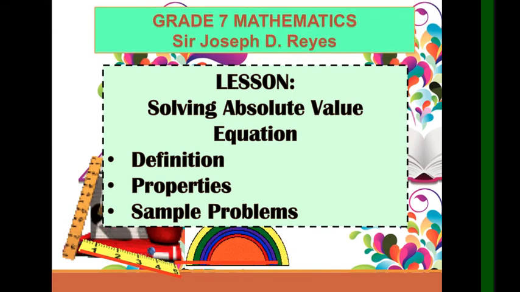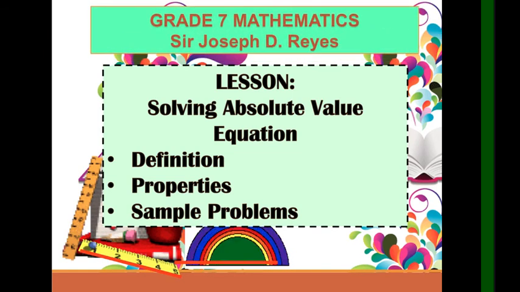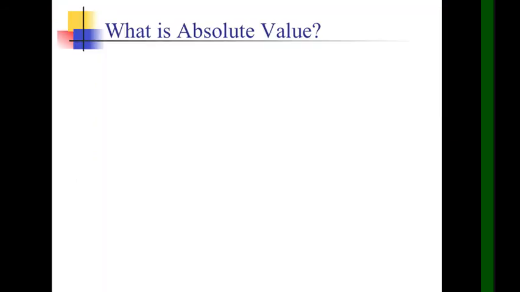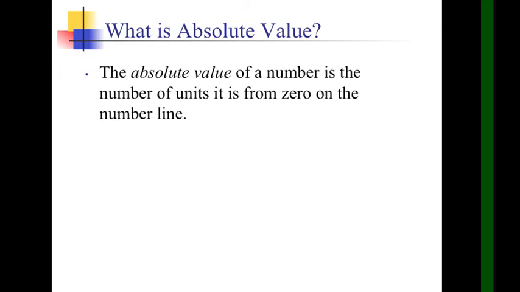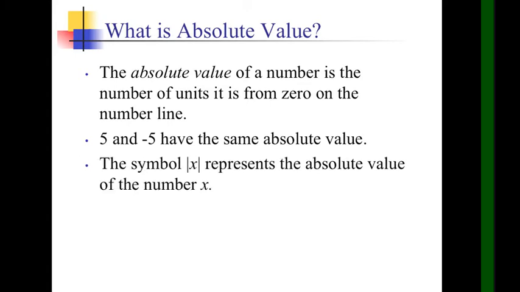Thanks! And now let's proceed to our main topic for today, which is all about solving absolute value equations. So, ano nga ba yung absolute value? The absolute value of a number is the number of units it is from 0 on the number line. So, 5 and negative 5 have the same absolute value.